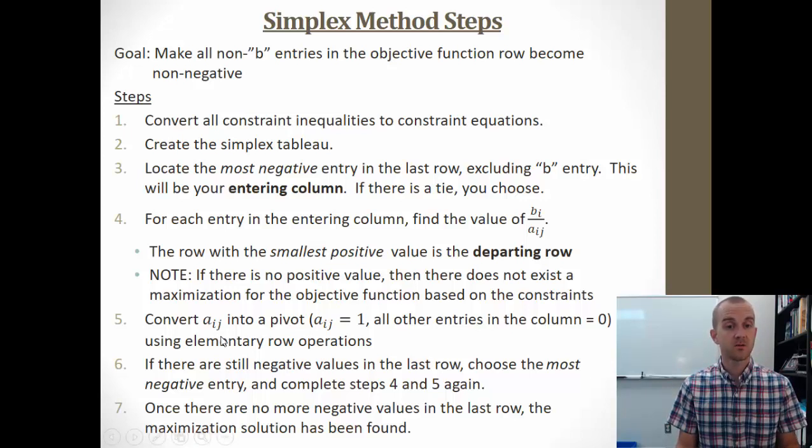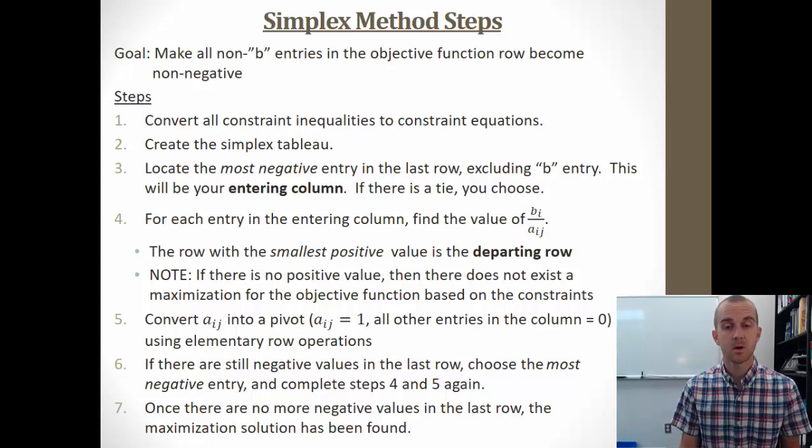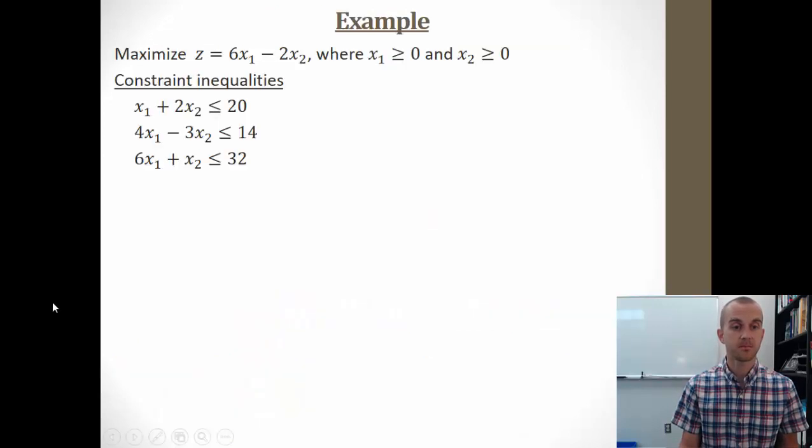Now what we're going to do is convert first that Aij entry into the pivot, so it's going to become 1, and we're going to use elementary row operations to make every other entry in that column become zeros. And we keep doing that until we no longer have a negative value in the last row of our Simplex Tableau. That'll tell us then what the solutions are and what the maximization of that function is.